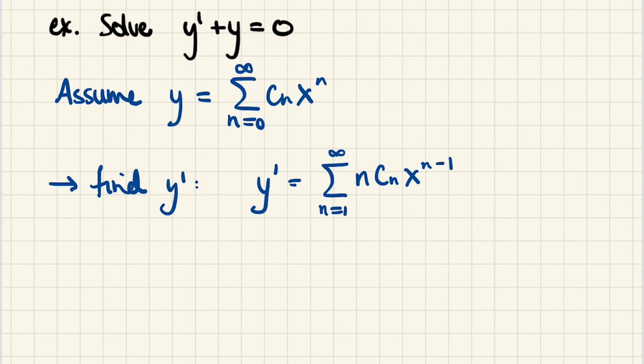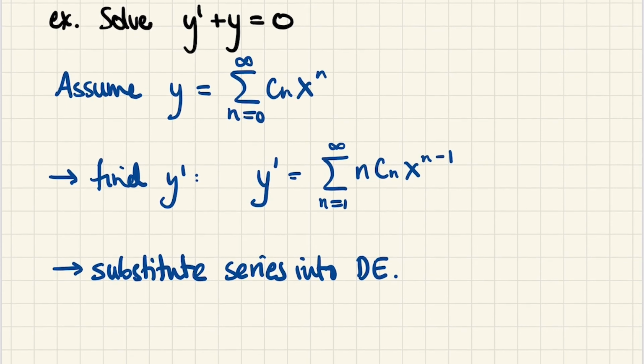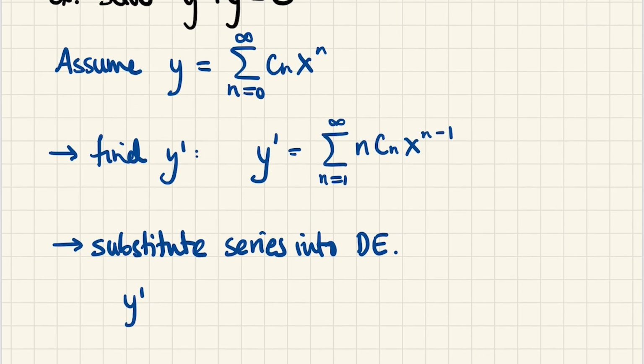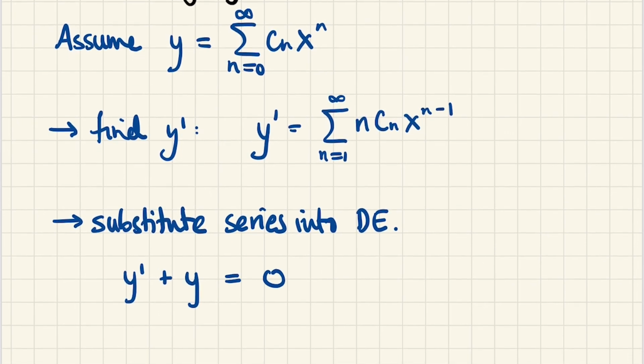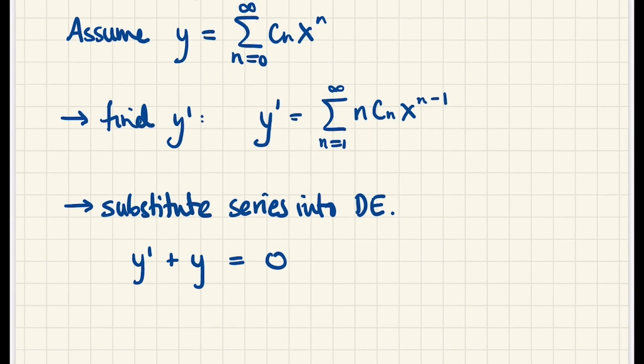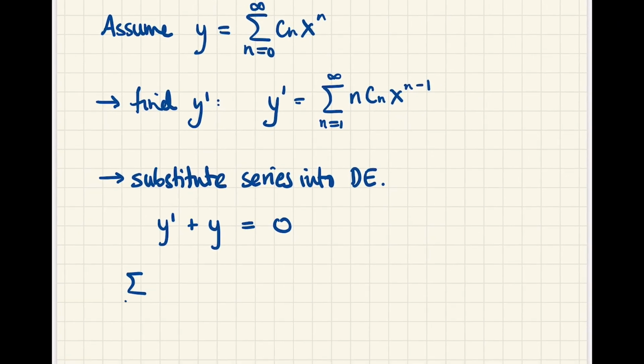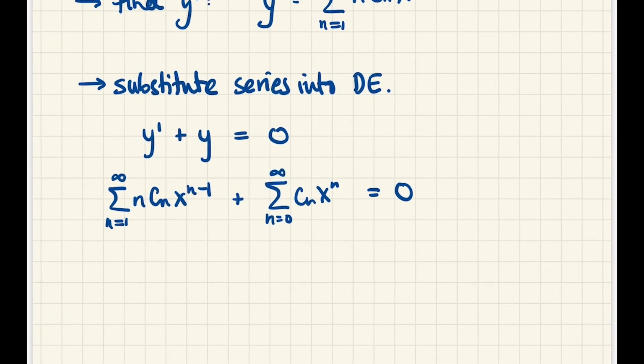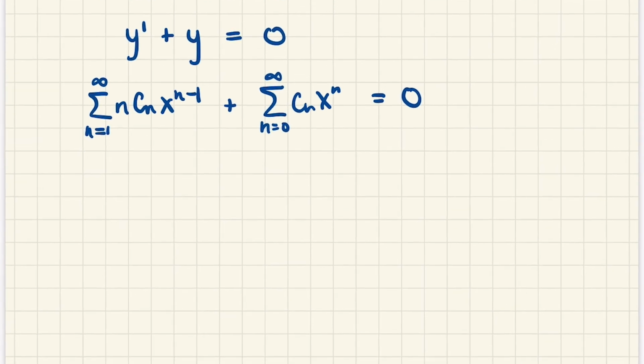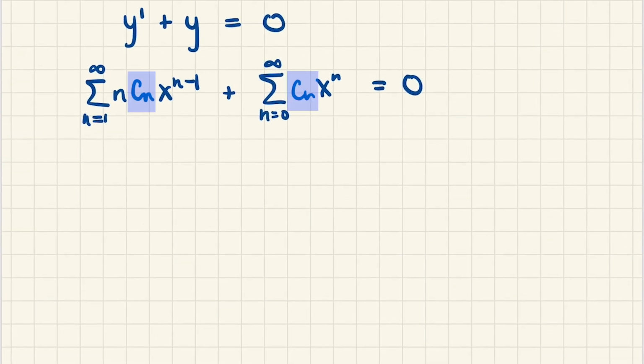Okay, so now we're going to substitute into the differential equation. So the differential equation is y prime plus y equals 0. So y prime is this thing, and y is this guy. Okay, so our job is to figure out what conditions this imposes on Cn. We just need to figure out what the Cn's are, and then we're good.